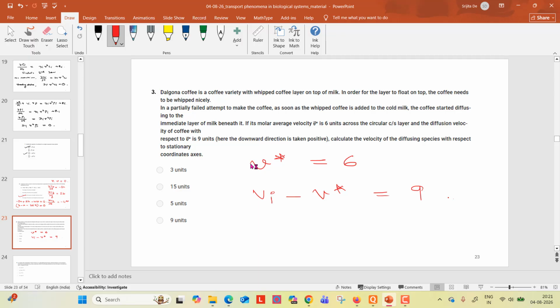Calculate the velocity of the diffusing species with respect to stationary. So we need to calculate V_i. V_i minus 6 equals 9, so V_i will be 15 units. Okay, so option B. Next.